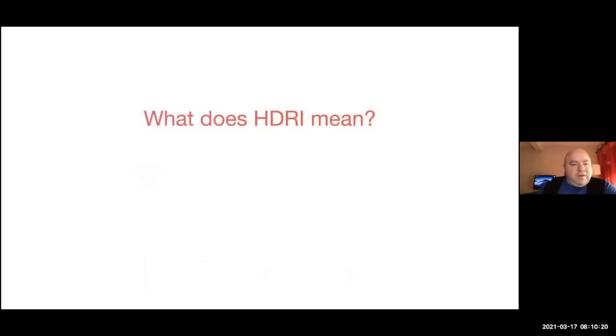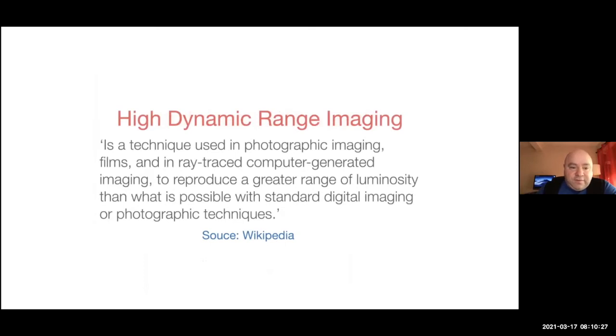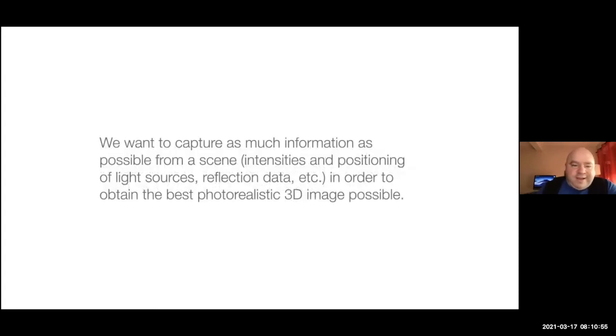So what does HDRI mean? High dynamic range imaging is a technique used in photographic imaging films and in ray traced computer-generated imaging to reproduce a greater range of luminosity than what is possible with standard digital imaging or photographic techniques. We will use these techniques to create panoramic image in HDR or XR format, which can then be used as a light source for a 3D scene. We want to capture, in fact, as much information as possible from a scene: intensities and positioning of the light source, reflection data, in order to obtain the best photorealistic 3D image possible.